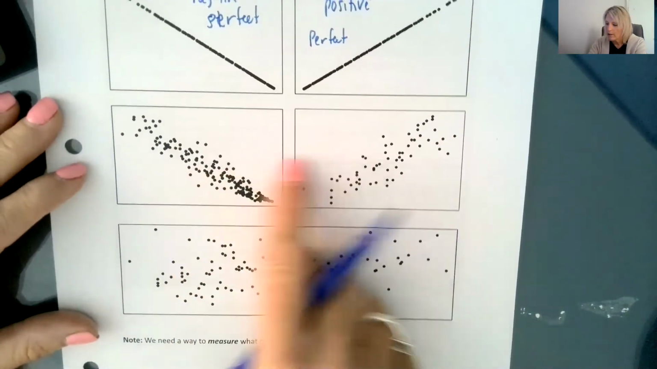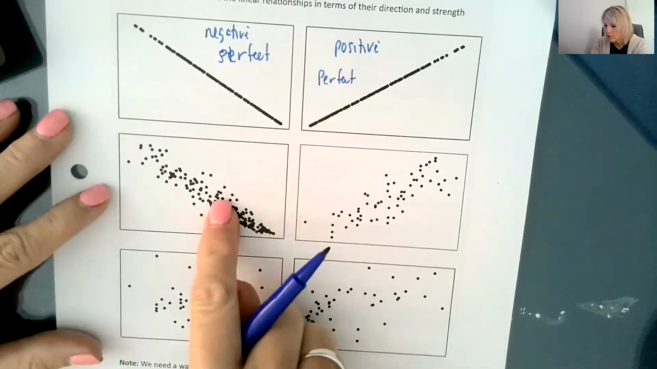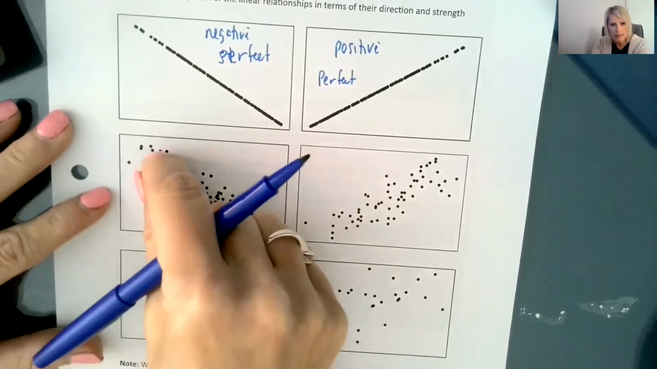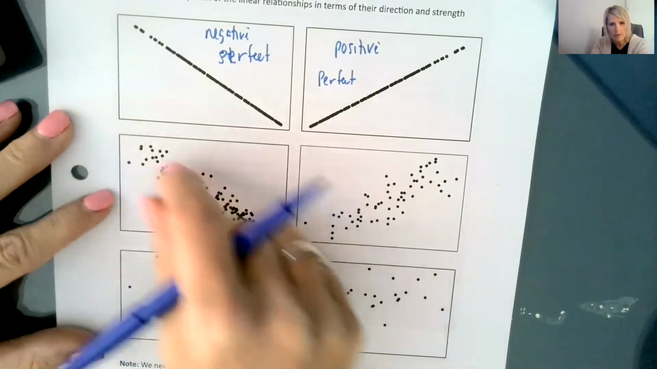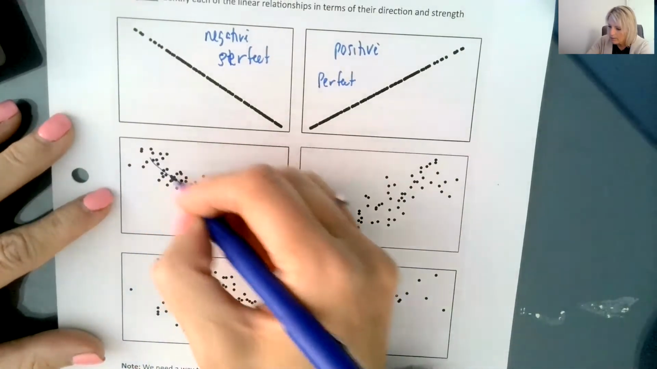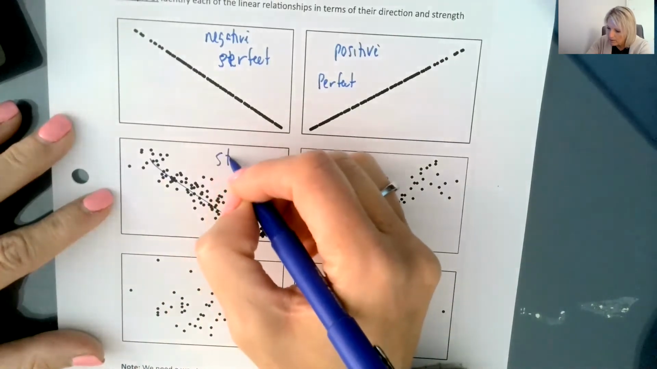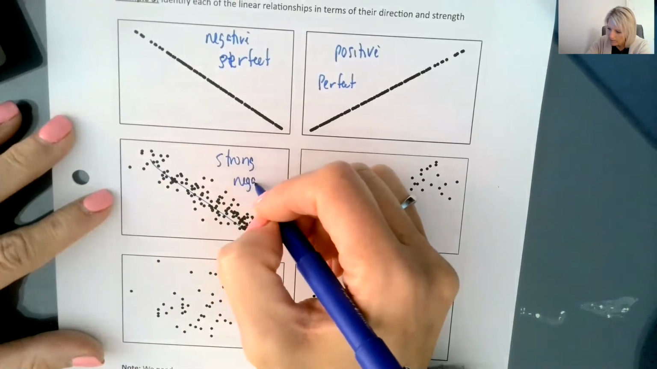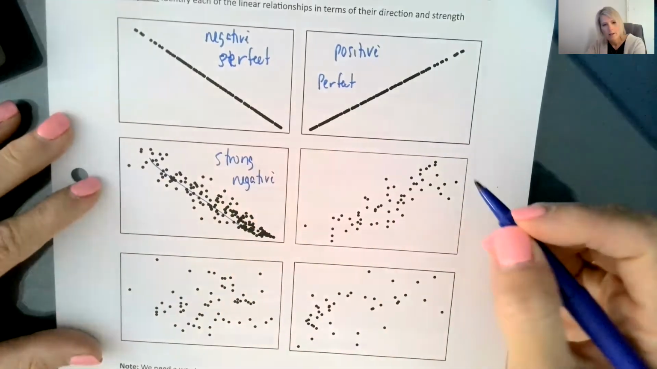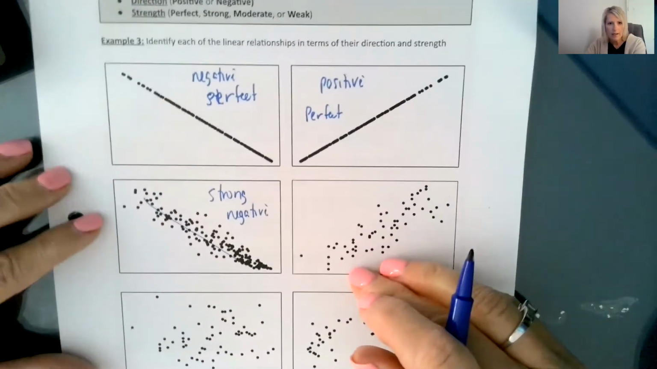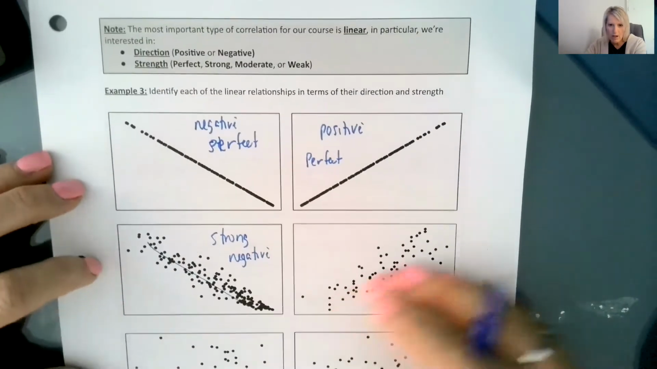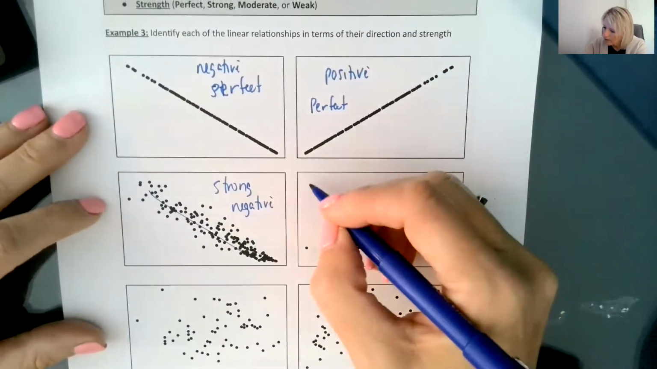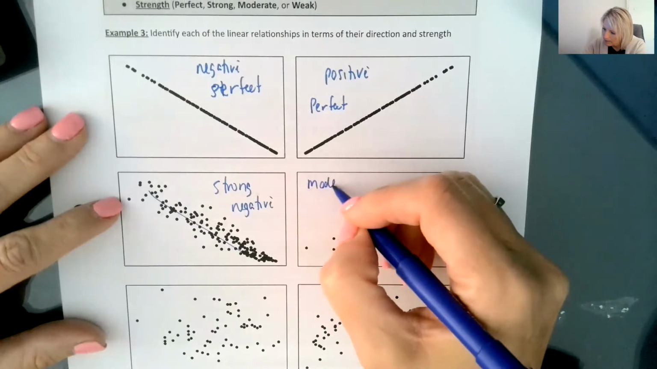This one on the middle left, I would say that that's a strong. It looks like they're very much gathered together in the center. And this would be a strong negative. This next one, I would say it's in between strong and moderate. We'll call it a moderate. And this is a positive.